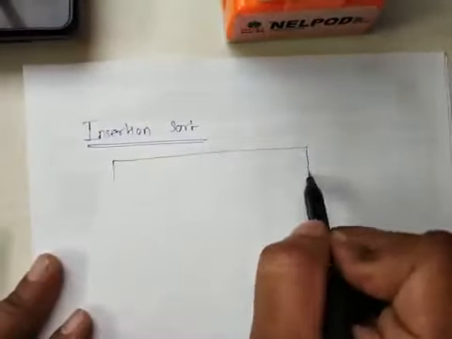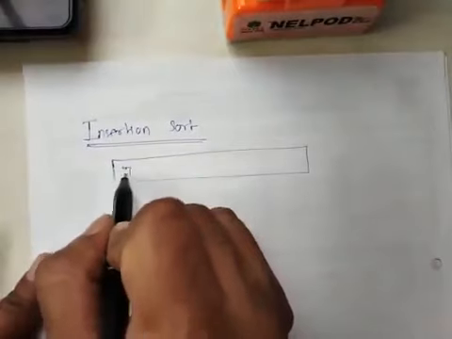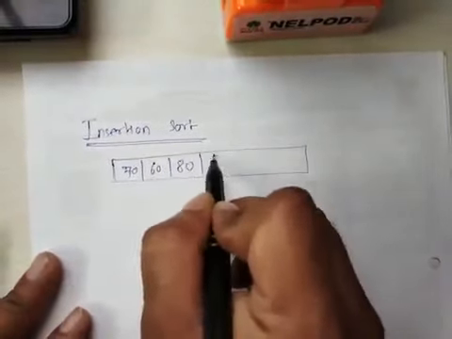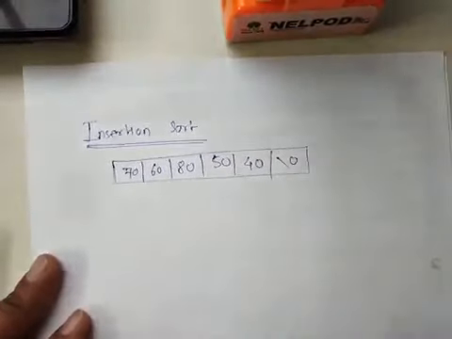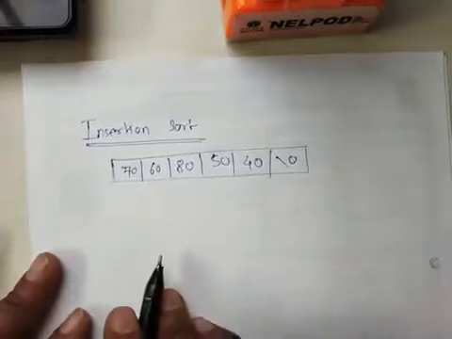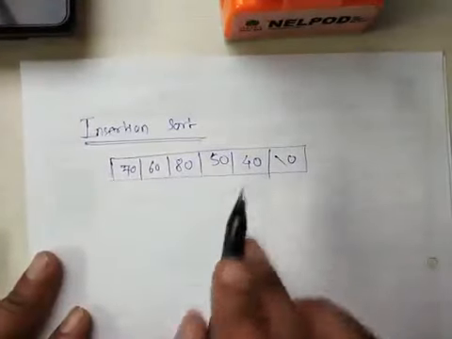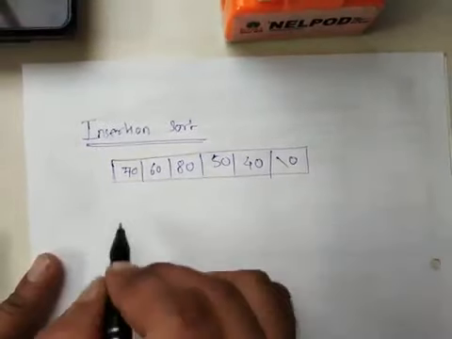Suppose you have an array like 70, 60, 80, 50 and 40. This is the end of the array. Now you are going to sort this array using insertion sort.